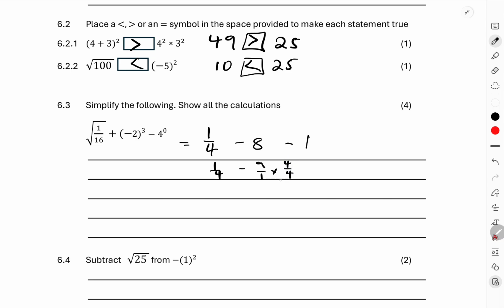Multiply by 4 both sides. I'll have 1 over 4 minus 9, 18, 27, 36 over 4, right? Then now at this point I can use a calculator. I'll have a denominator of 4, I'll have a 1 minus a 36, and what is 1 minus 36? Negative 35 over 4. That becomes our final answer.